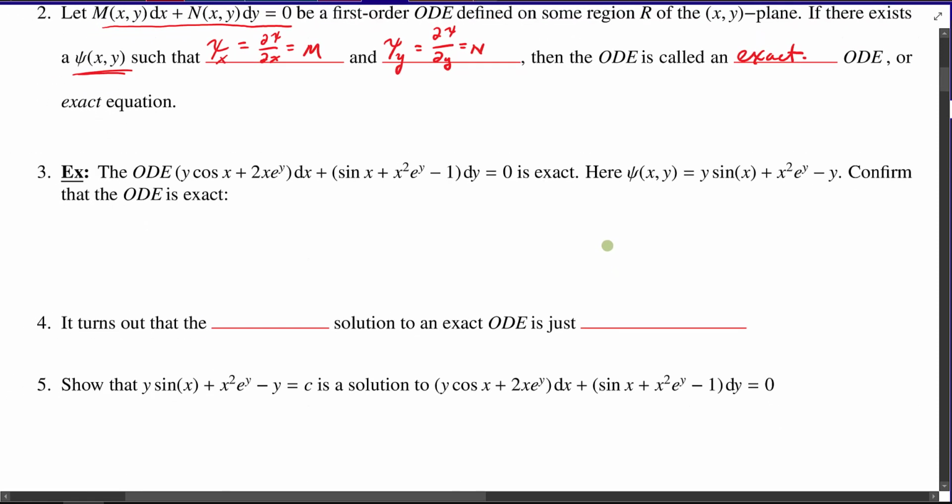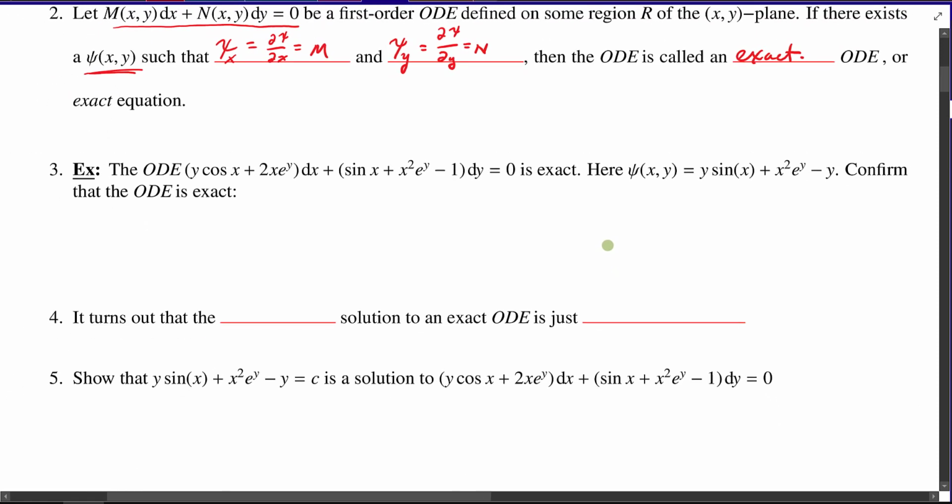So let's first look at this one. In number 3 here, I've given you an ODE. It's already in differential form. It's got that differential x and differential y and various functions. So for example, here we would have that M of x y is the multivariate function y cosine x plus 2x e to the y. And our N of x y is the sine of x plus x squared e to the y minus 1.